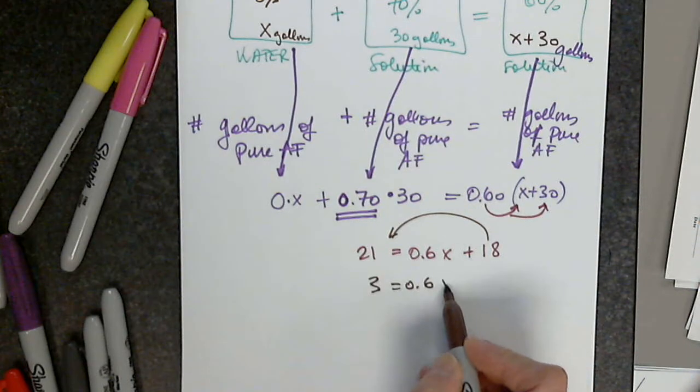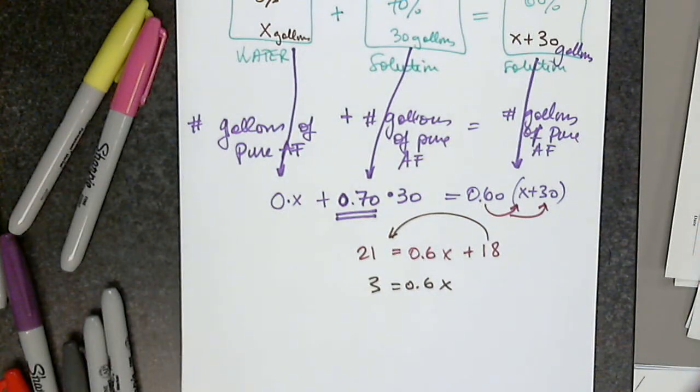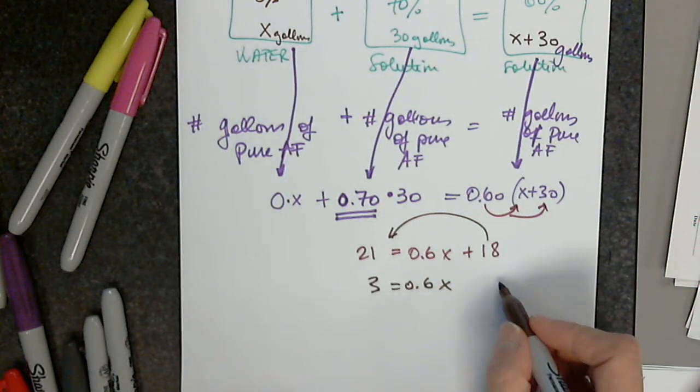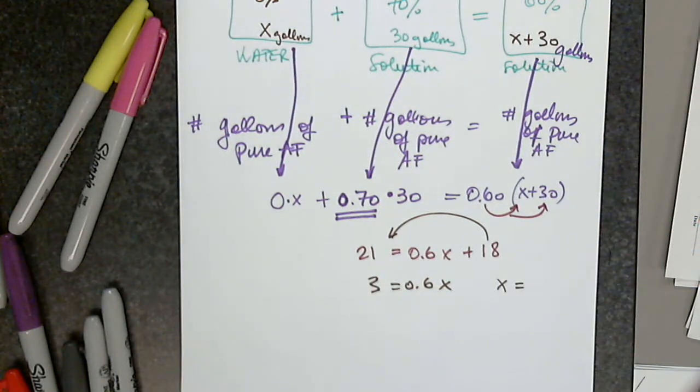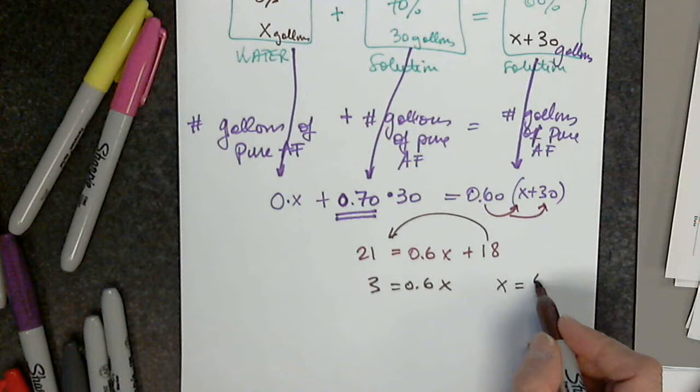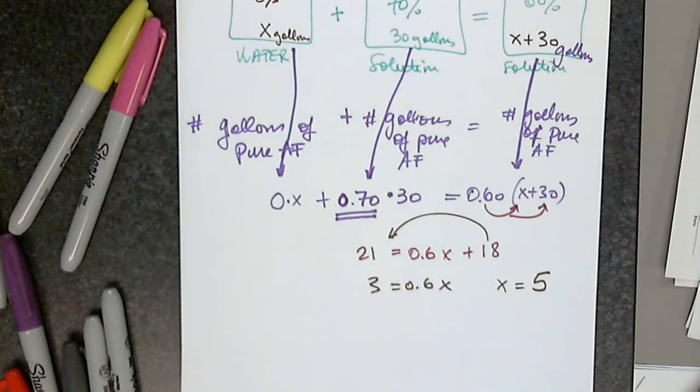So this is 0.6. I know the coefficient of x is 0.6. I will do what to both sides to get what I'm looking for? You divide both sides. Good. So I divide both sides. 3 divided by 0.6, and I get 5. 5 what?